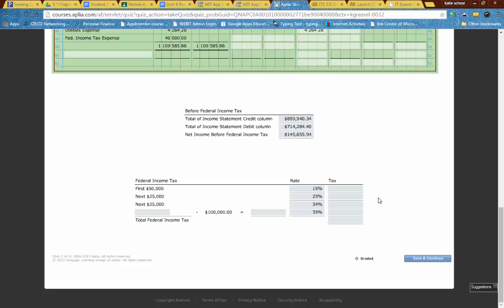The total federal income tax that we calculated, that 145,655.94, is going to go here. We're going to subtract 100,000. You better be able to do this without a calculator. Subtract 100,000 from that, you're going to put in there your 45,655.94. Now, what you need to do, multiply. This last one, take only that 45,000 times 39%, multiply, and then add down.